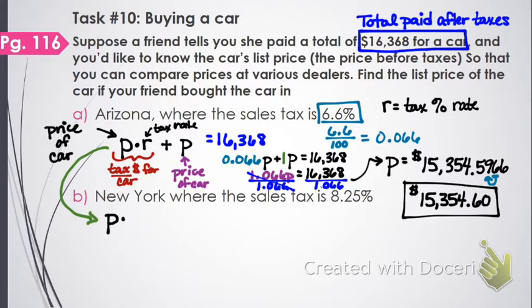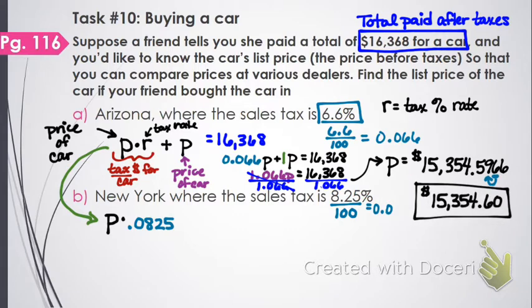So you said we have an R value. What are we going to put in for R? 0.0825. Tell me how you got that. Yes. If we take that and we divide it by 100, we get 0.0825. Let's scoot that over just a little bit.